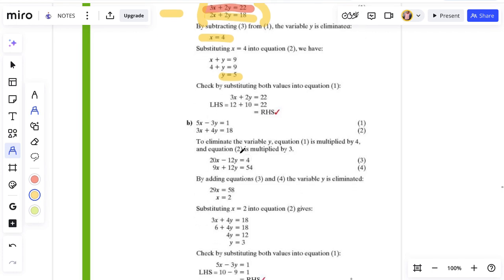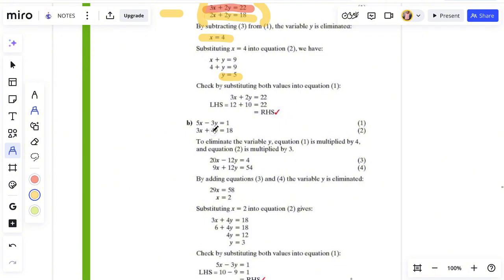This is another one. We're also going to use elimination. We can decide which one we want to eliminate. We want to eliminate y. The signs are opposite. Since the signs are opposite, I'm going to add. But you cannot add now because the coefficients are not the same. You have minus 3y here, you have plus 4y. They must be the same before you can eliminate.